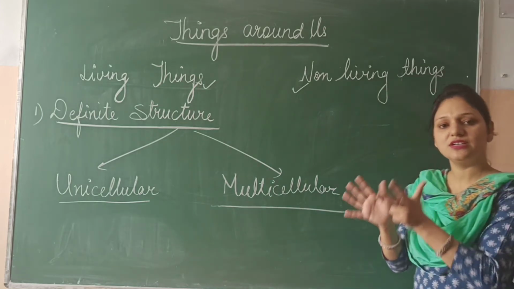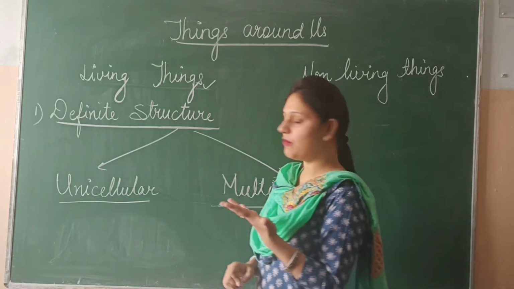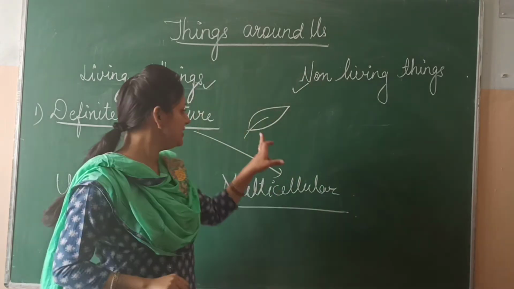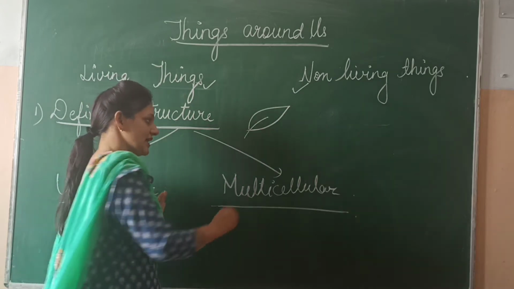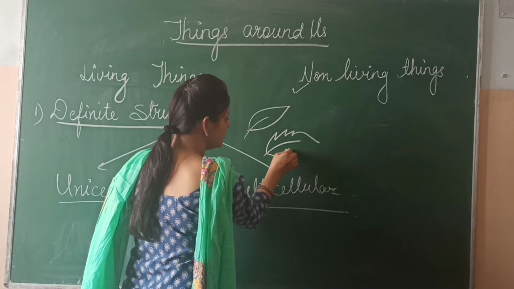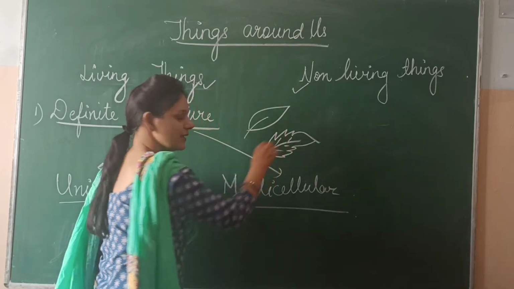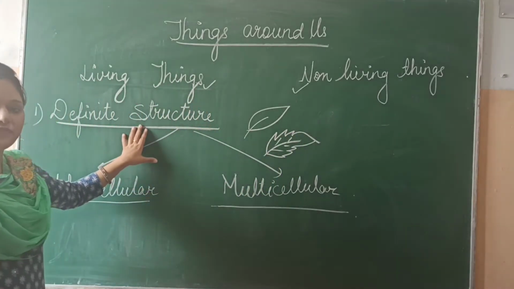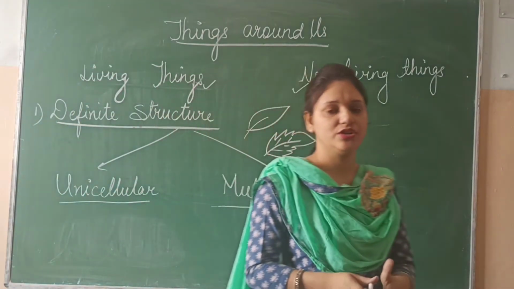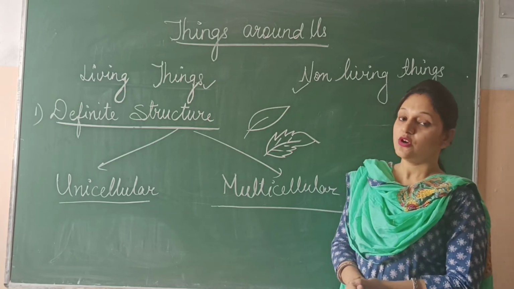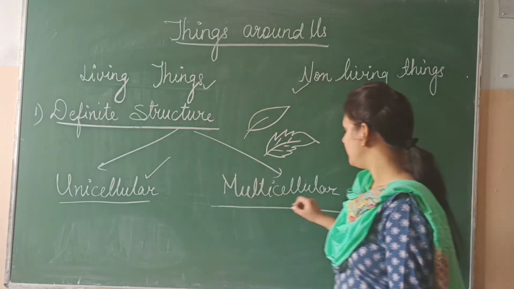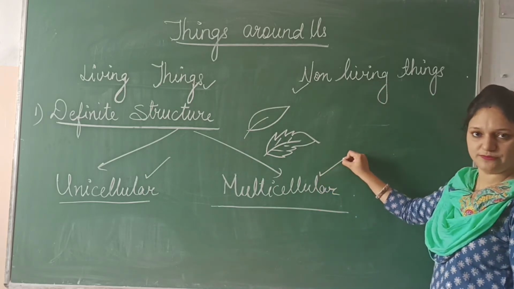Their structure is defined. For example, if I talk about a plant, then it is defined that it is having a leaf of this shape. Whereas if I talk about the rose plant, then it is also defined that the leaf of the rose plant would be like this. So they have a definite structure, and depending on their definite structure, we are having two kinds of organism. First one is unicellular, another one is multicellular.